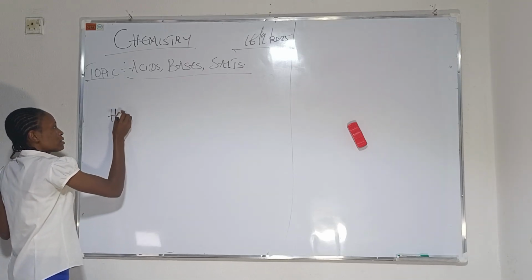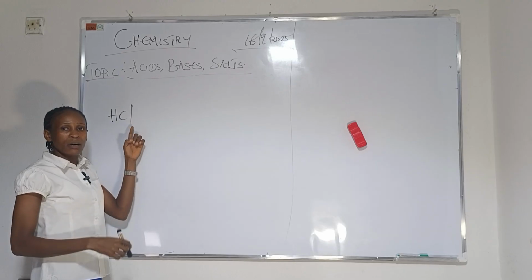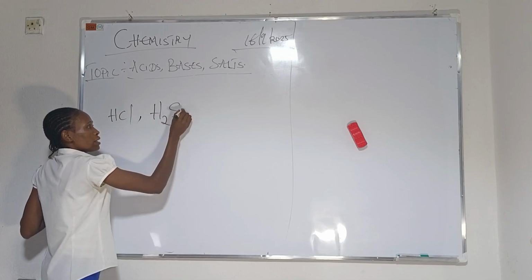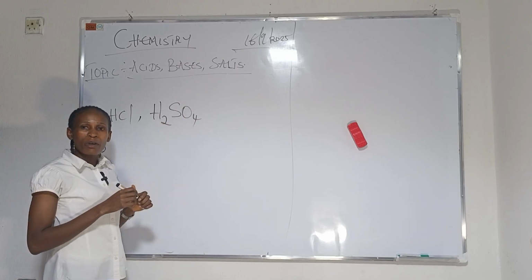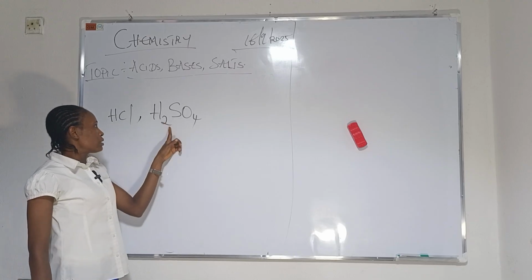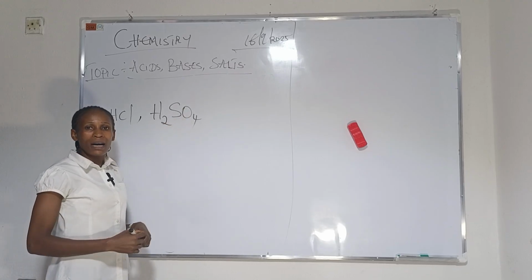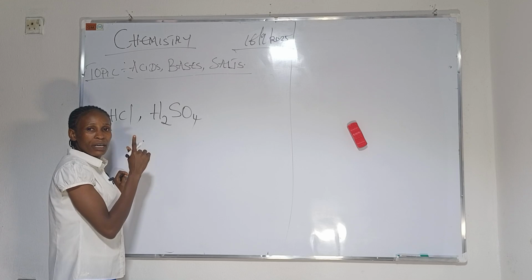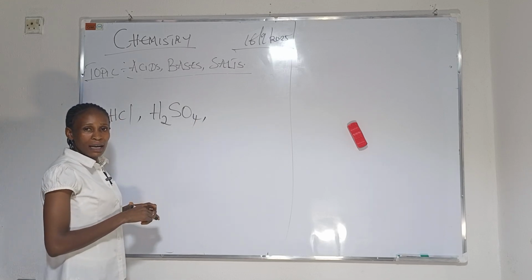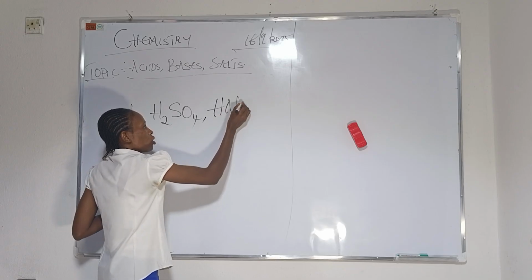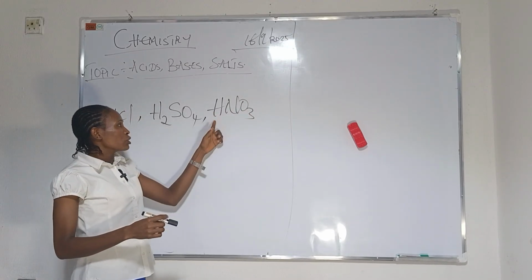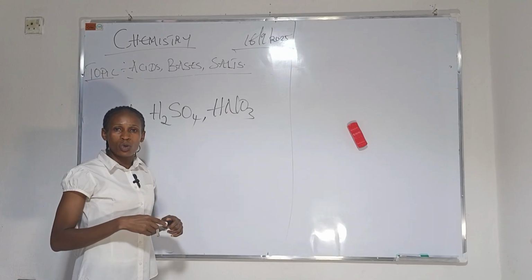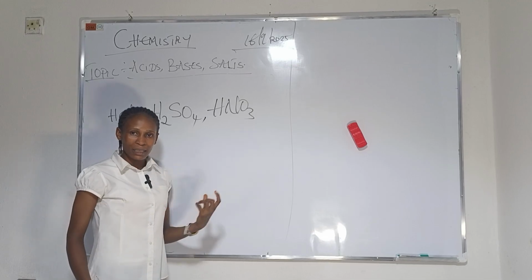Example, I have HCl. What do we call this HCl? Hydrochloric acid. It's an example of an acid. H2SO4. What is the IUPAC name? This is hydrochloric acid, and this is hydrogen tetraoxo sulfate 6 acid, otherwise known as sulfuric acid. It's an example of what? Acid. We have HNO3, hydrogen trioxo nitrate 5 acid. This is also an example of what? An acid.